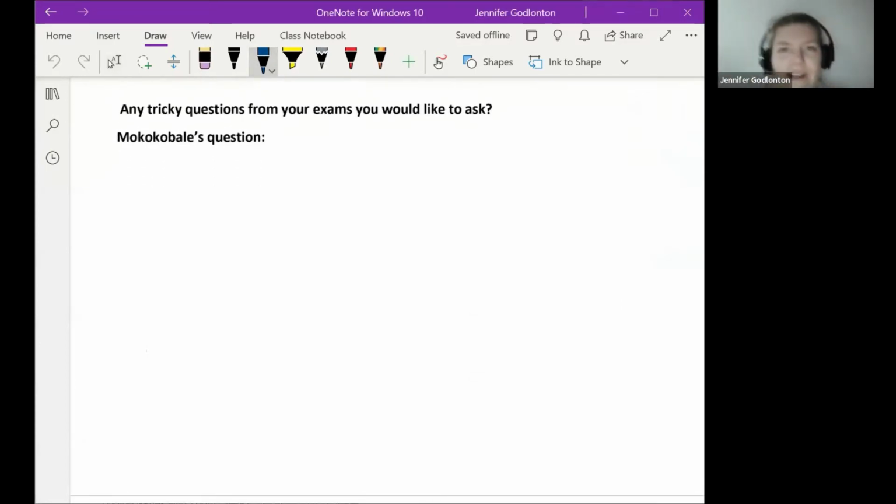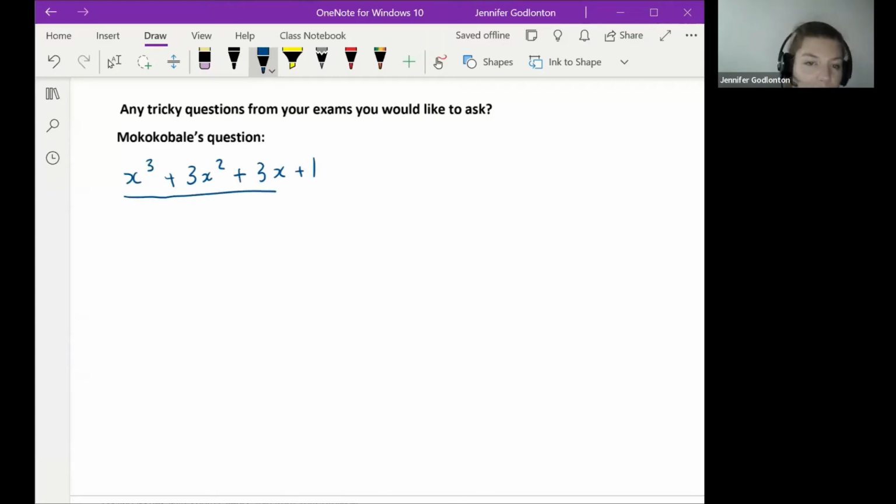Mokubale's question. Let me just write it out quickly. Well, it wasn't written like that. Let me write it exactly as it was written. X cubed plus 3x squared plus 3x plus 1 all over x cubed plus 2x squared plus x. Okay, and the instruction for this question was to simplify.